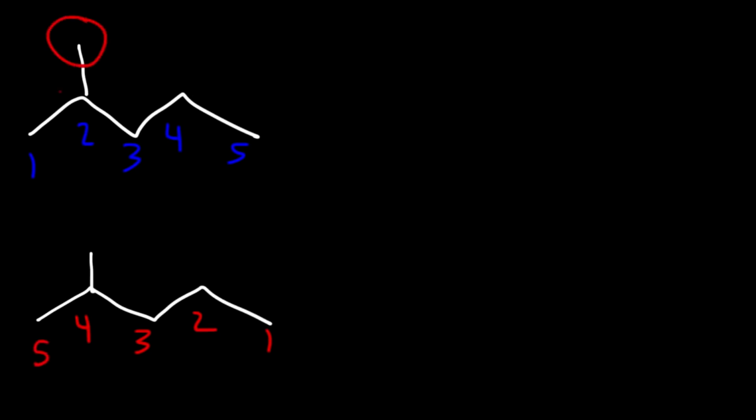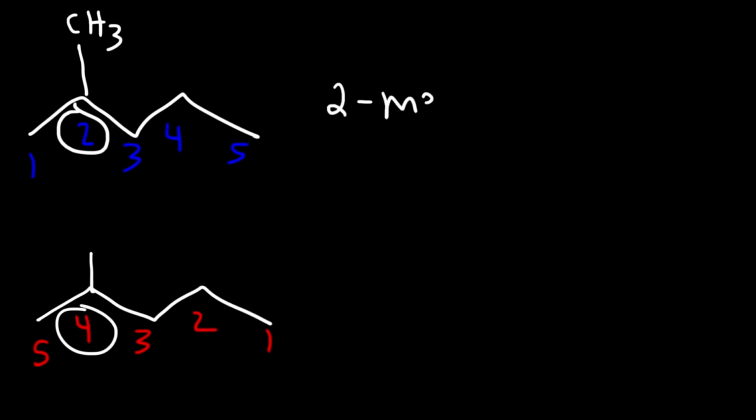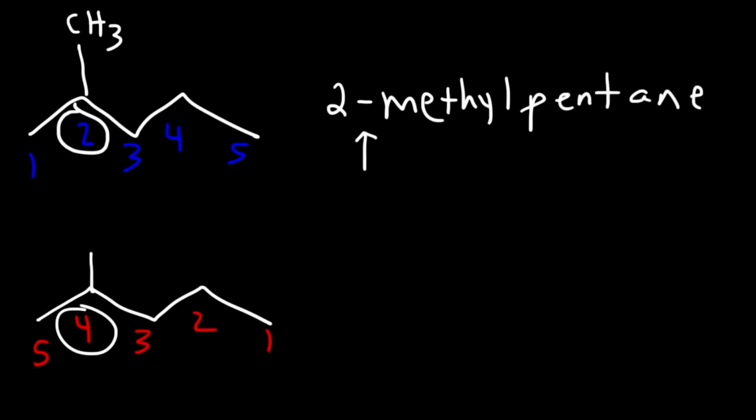The methyl group that we see here is called a substituent, and you want to count in such a way that the substituents have a lower number, and 2 is lower than 4, so this is the correct way to count it. So how can we name it? We have a methyl group on carbon 2, and there's 5 carbons in the parent chain, so this is going to be called 2-methylpentane. You need to use a hyphen to separate a number from a word.